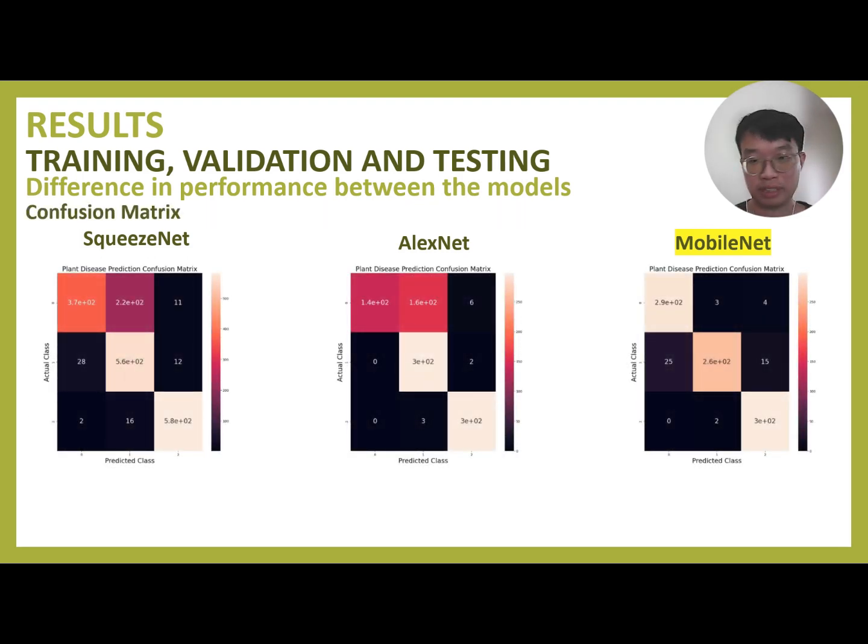For the confusion matrix, MobileNet also has the best confusion matrix. It has least misclassification between class 2 and class 1 compared to LSNet and SqueezeNet algorithms.